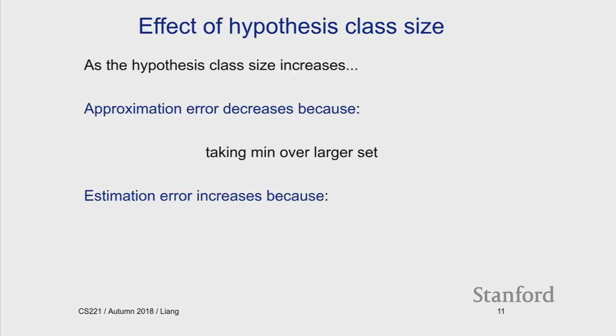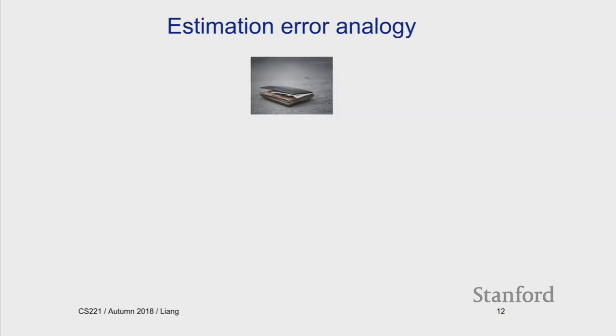And the estimation error, on the other hand, increases, and this is not an obvious answer, because it's harder to estimate something more complex. There's actually a formal answer to this based on statistical learning theory and involves a lot of probability, so it's outside of the scope of this class. But intuitively, you're trying to estimate a more complex function, so it's going to be harder, and you're not going to be able to do as good of a job.